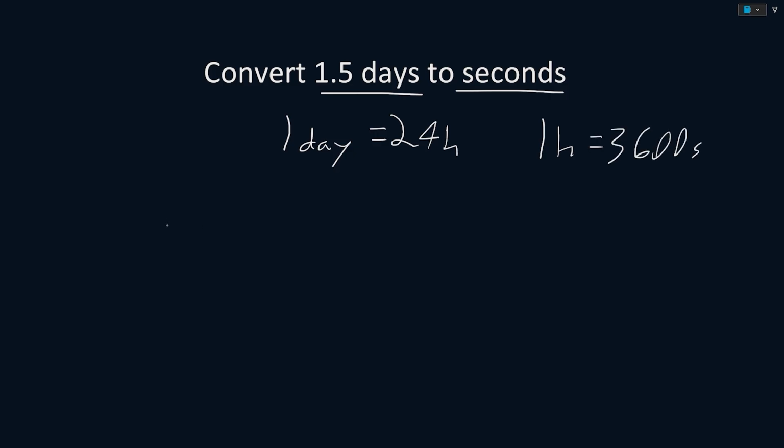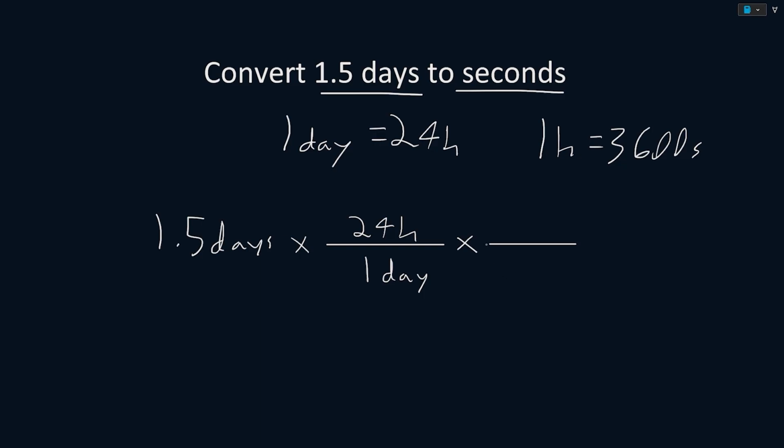So to convert our units, we start with what we were given, which was 1.5 days, then multiply by a fraction that cancels out our units. First, we will convert days to hours by multiplying by hours and putting days on the bottom. Then we convert hours to seconds by multiplying by another fraction that leaves us with seconds. In order to get left with seconds, we will put seconds on top and hours on the bottom.